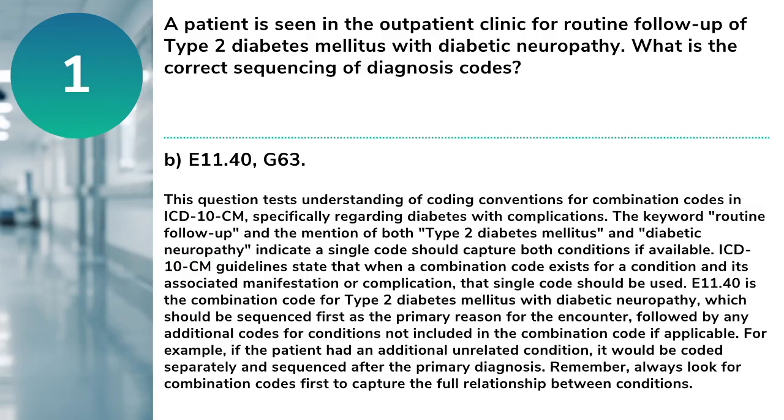E11.40 is the combination code for type 2 diabetes mellitus with diabetic neuropathy, which should be sequenced first as the primary reason for the encounter, followed by any additional codes for conditions not included in the combination code if applicable. For example, if the patient had an additional unrelated condition, it would be coded separately and sequenced after the primary diagnosis. Remember, always look for combination codes first to capture the full relationship between conditions.